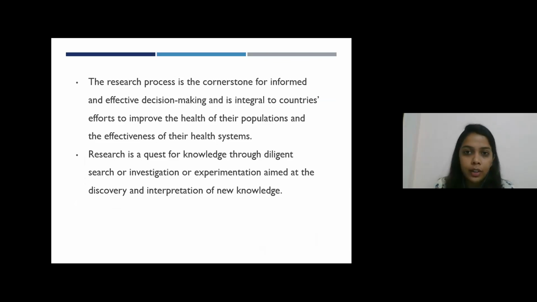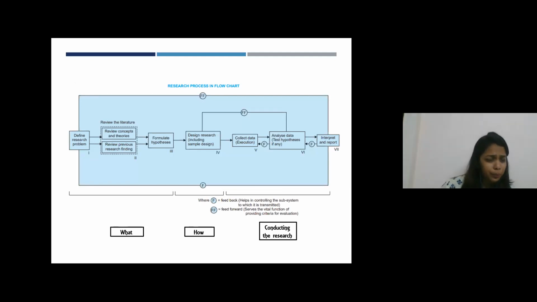From your national level, it comes into the picture because they are focused on improving the health of populations. Many of us might be clinicians here, so our perspective is limited to the patients who come into your practice. But when you look at the bigger picture, it's the health of the entire population that is at stake, which is why any research process has to be done through diligent search, proper investigations, and experimentations. In order to ensure that whatever discovery you make or whatever you're interpreting is actually going to benefit the entire population. So, put in simple terms, your research always starts with your research problem.